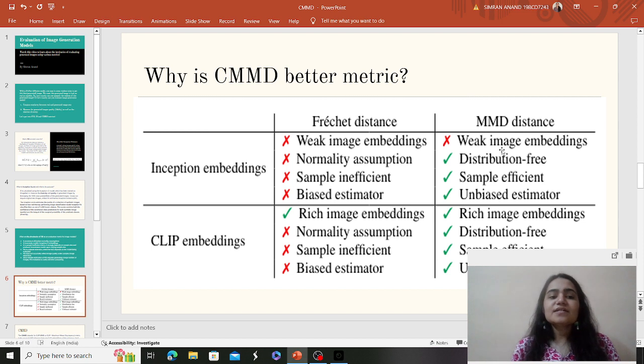Coming to MMD distance and inception embeddings: weak image embeddings firstly because of the inception embeddings, and MMD distance is making it distribution free.